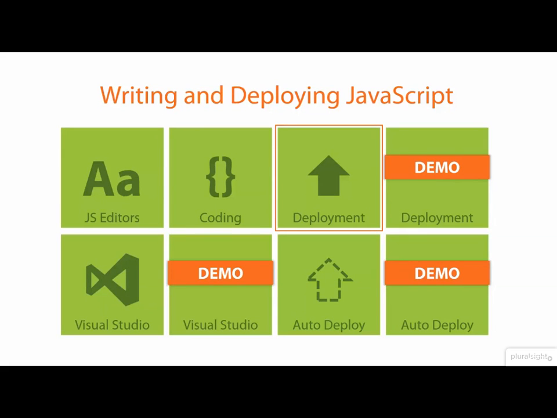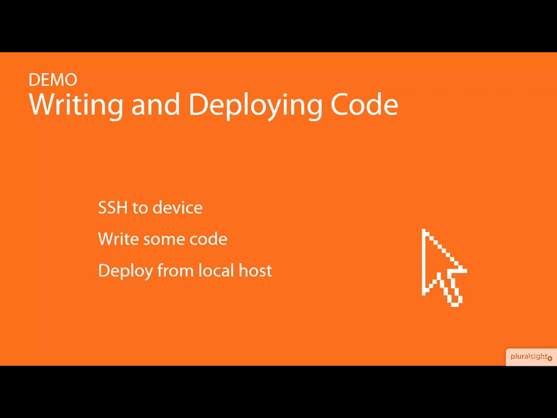Now let's try to tie this all together by looking at a demo of text editors, writing code, and deploying our code. In this demo, we're going to use SSH to remote to the device. Then we'll write a little bit of code to control a real-life IoT device directly. Then we'll write the code locally and deploy it to the device. In the process of doing all this, you'll see a couple of different text editors in action.